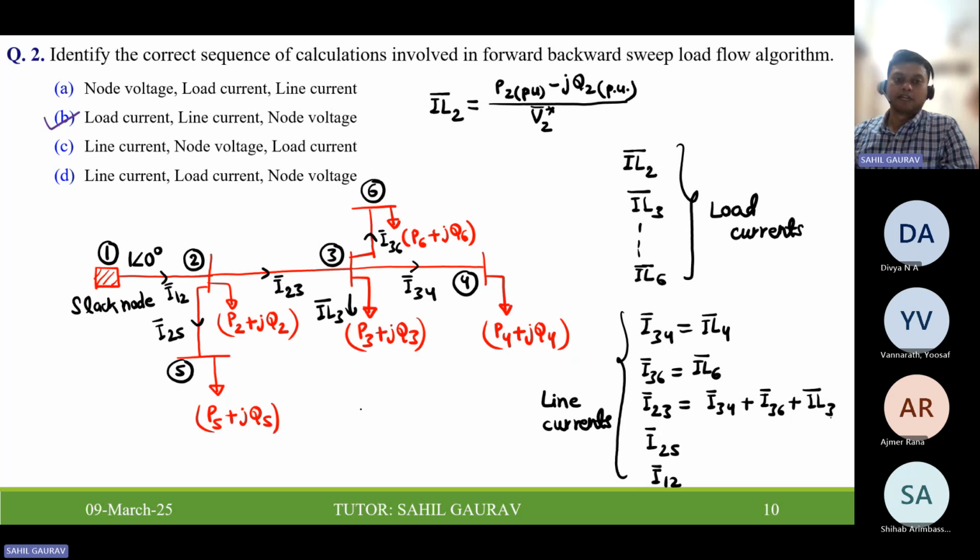So these are parts of the backward sweep. And then after applying this backward sweep, you apply this forward sweep. In forward sweep, we will find the voltage. So in forward sweep, you start from the slack node. Now you have to find the voltage V2 for some iteration. So it is V2 equals V1 minus I12 times (R12 plus jX12), all values in per unit.